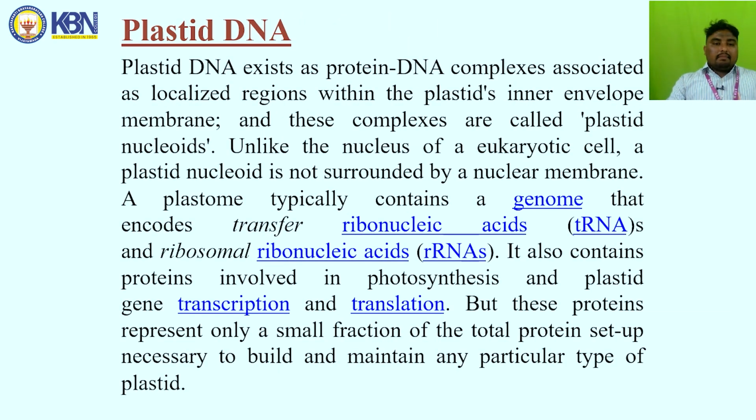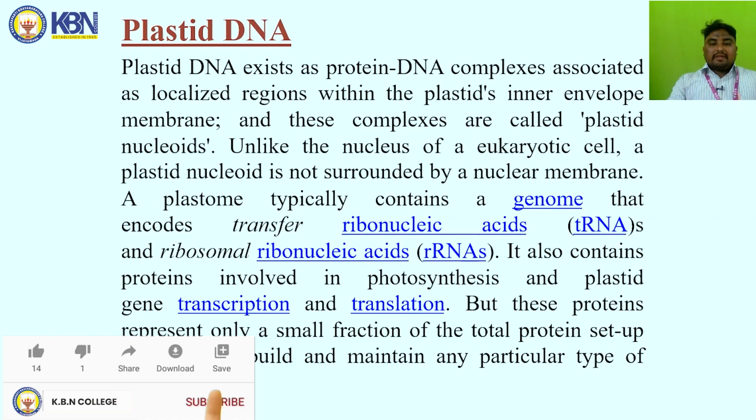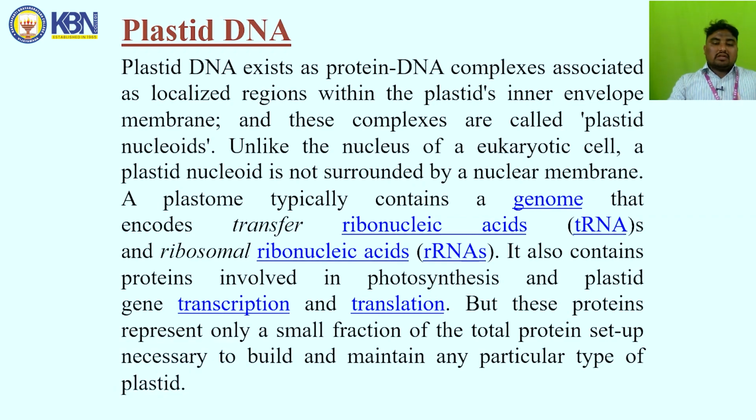Plastid DNA. Plastid DNA exists as a protein-DNA complex associated as a localized region within the plastid's inner envelope membrane, and these complexes are called plastid nucleoids. Unlike the nucleus of the eukaryotic cell, a plastid nucleoid is not surrounded by a nuclear membrane. A plastome typically contains a genome that encodes transfer ribonucleic acids (tRNAs) and ribosomal ribonucleic acids (rRNAs). It also contains proteins involved in photosynthesis and plastid gene transcription and translation. But these proteins represent only a small fraction of the total protein set necessary to build and maintain any particular type of plastid.